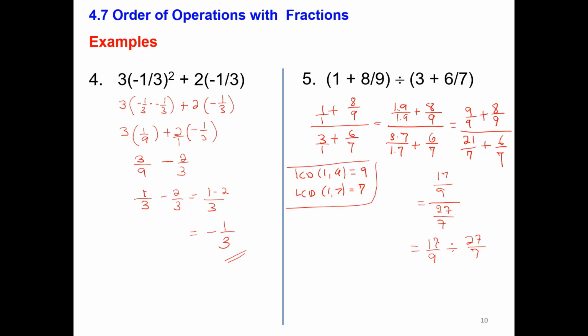This is 17 over 9, and this is 27 over 7. If we have division, the way we divide fractions is we write the first one, change the division into multiplication, and multiply by the reciprocal of the second number, 7 over 27. If we multiply 17 times 7, we have 119, and if we multiply 9 times 27, we have 243. This is a proper fraction, and this is the final answer.